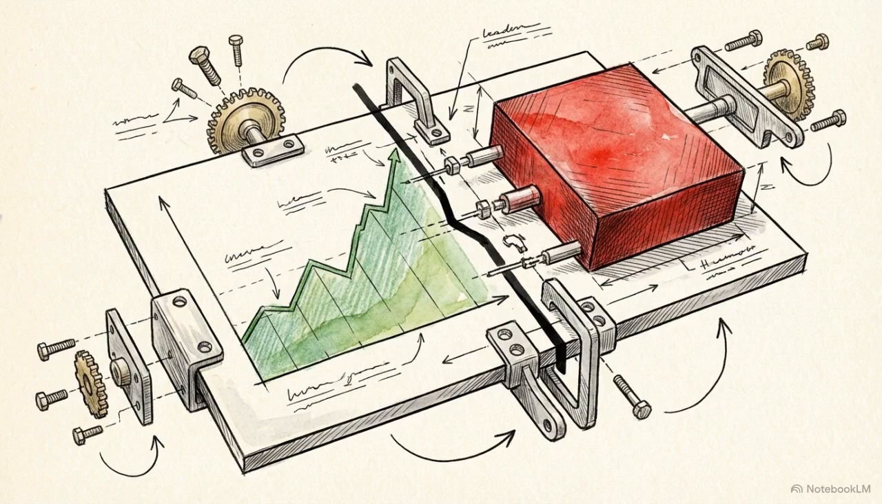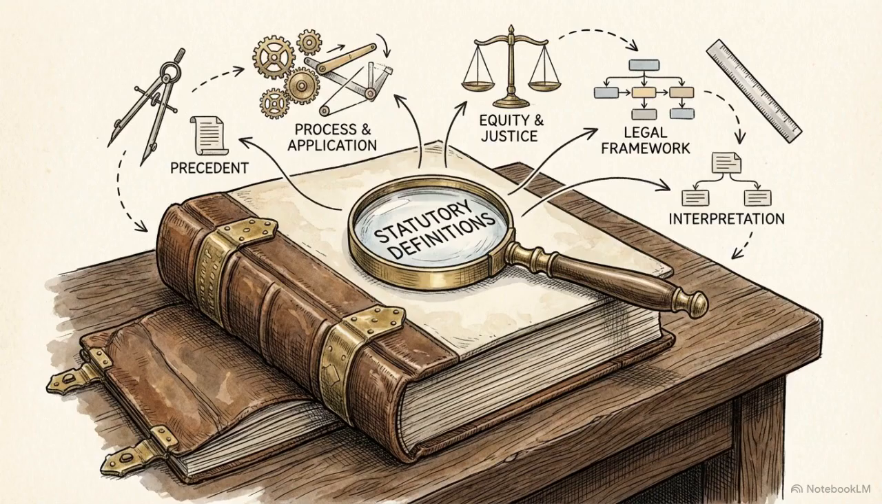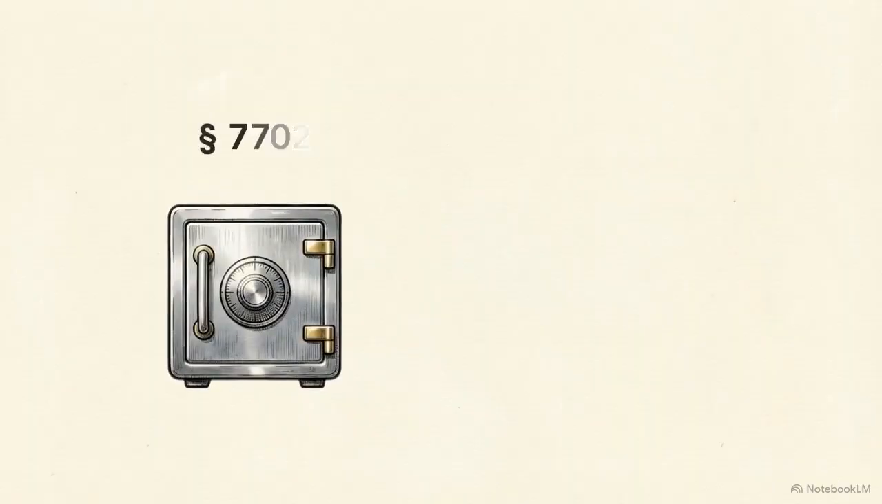To prevent this erosion, wealth strategists look for mechanisms to legally sever the link between capital growth and tax liability entirely. The blueprint for this severance is found in Internal Revenue Code Section 7702. Section 7702 defines what legally qualifies as a life insurance contract. If an account meets these precise mathematical requirements, its internal growth and subsequent distributions are fully exempt from income tax.